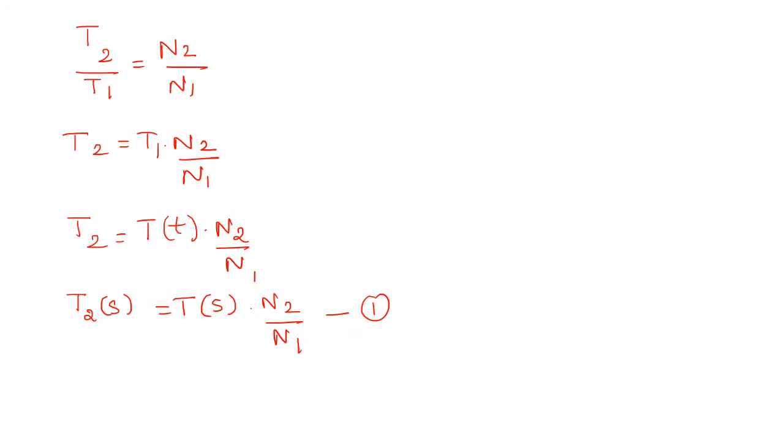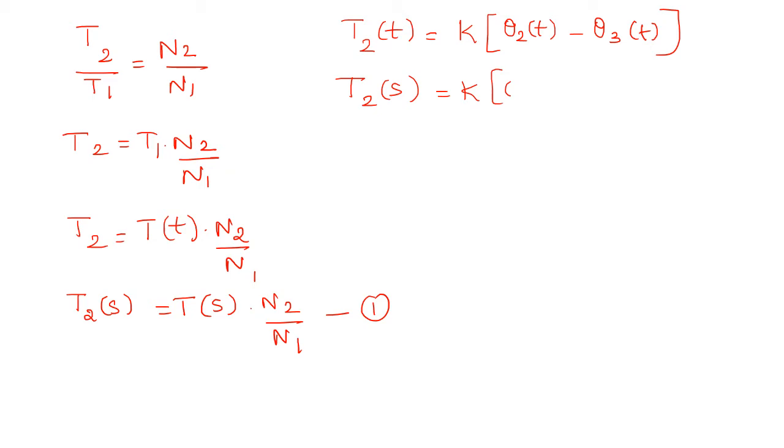Next one is the torque T2, which is at node theta 2. The torque T2 of t is K, the opposing torque, into theta 2 of t minus theta 3 of t. If we apply Laplace to this, it becomes T2 of S is equal to K into theta 2 of S minus theta 3 of S. Treat this as equation 2.